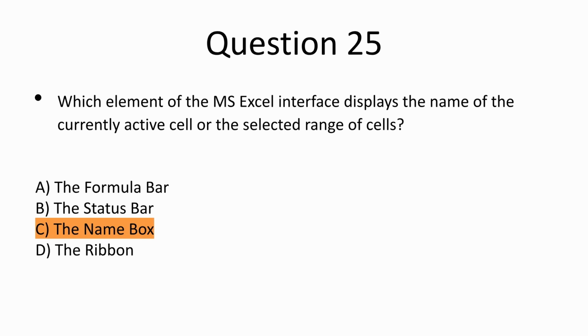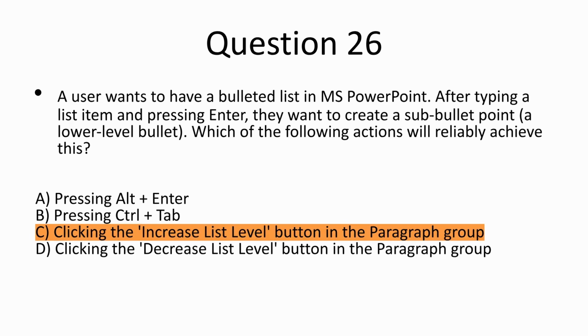Question 25. Which MS Excel element displays the name of the currently active cell or selected range? The answer is C. The name box. Question 26. In PowerPoint, how do you create a sub-bullet point after pressing Enter on a list item? C. Clicking the Increase List Level button in the paragraph group.